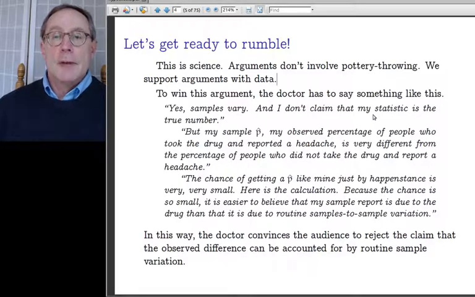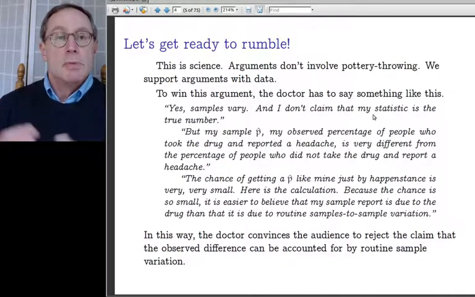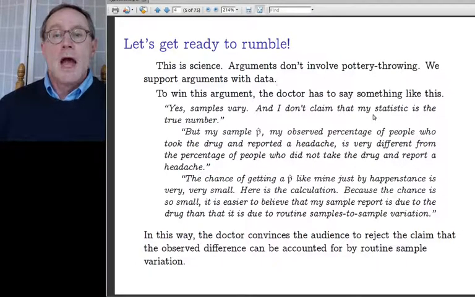Yes, it's true. Samples vary, and I don't claim that my statistic is the population parameter or the census number. I'm not claiming that the number I came up with is exactly right. We're not in fifth grade. We know that doesn't happen that way. But my p hat, my observed percentage of people who took the drug and reported a headache, is very different than the percentage of people who did not take the drug and report a headache. The chance of getting a p hat like mine by luck, by bad luck, is very small.